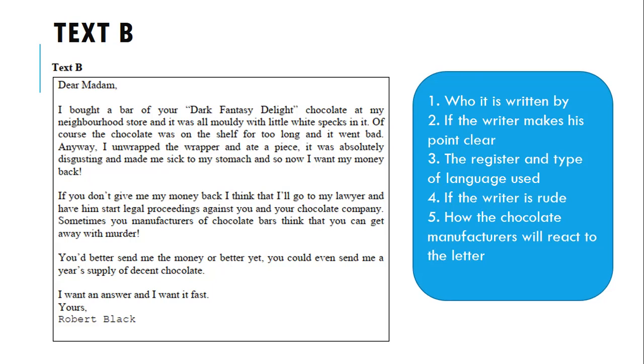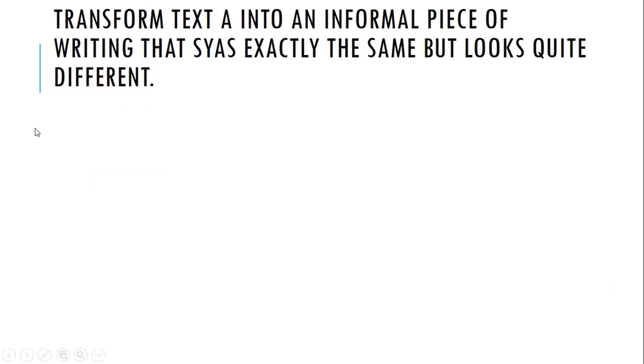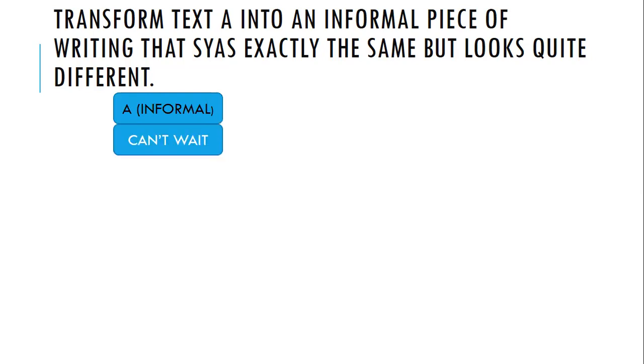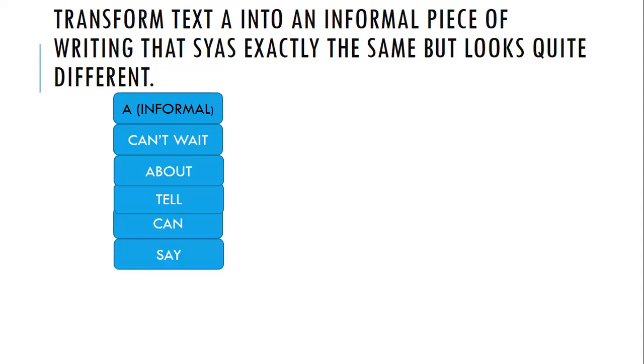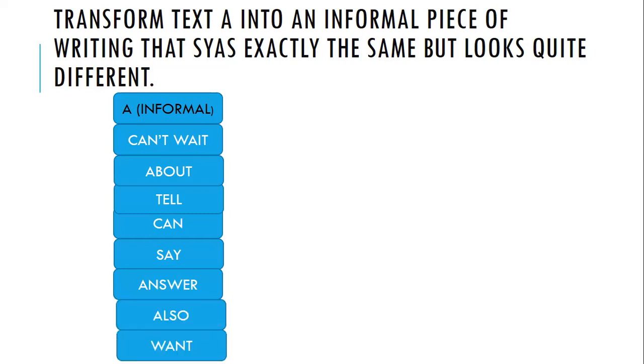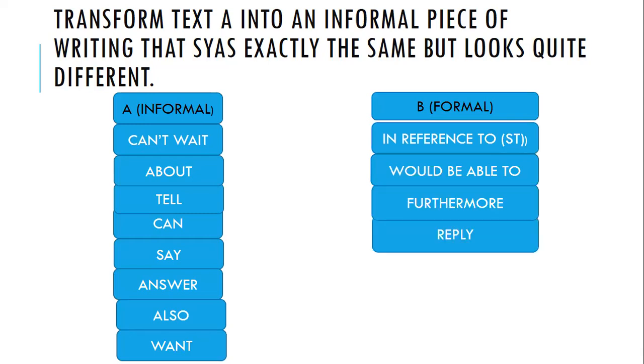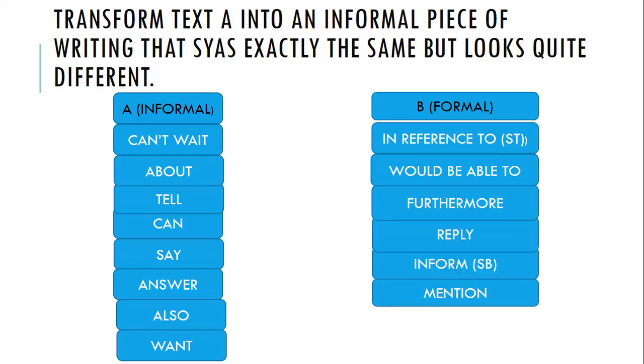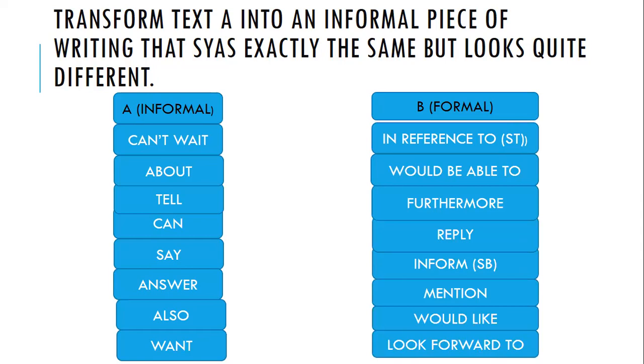Okay, now let's have a look at the next slide. Transform text A into an informal piece of writing that says exactly the same but looks quite different. Tadi yang teks A kan formal ya. Nah, itu diubah menjadi informal. For example, informal can wait. Nah, nanti ada formal. Oke, silakan dipasangkan antara yang A informal dengan yang B formal.